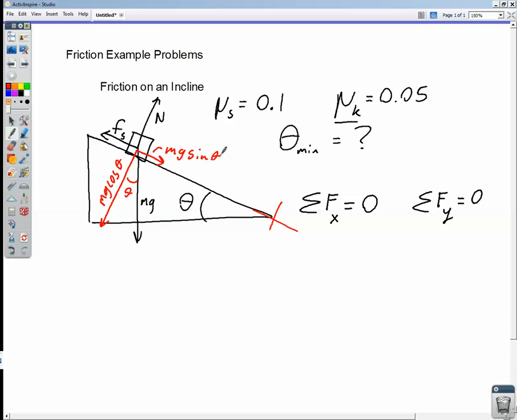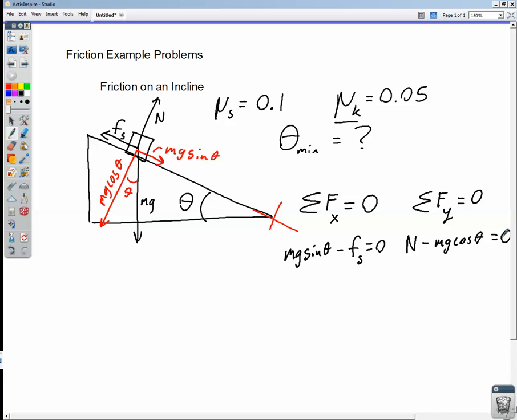All right, so the sum of the forces in the x direction is 0. So the forces acting in the x direction, let's see, we've got mg sine theta, and we have the static friction going in the negative direction. Those are equal to 0. In the y direction, we have the normal force going positive, and we have mg cos theta going in the negative direction. So we subtract it.